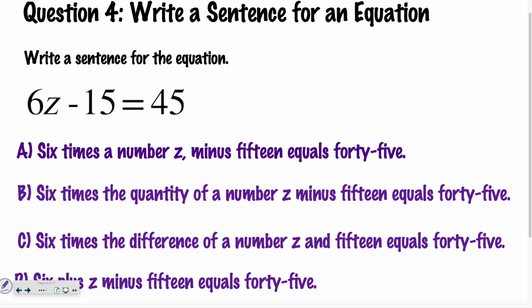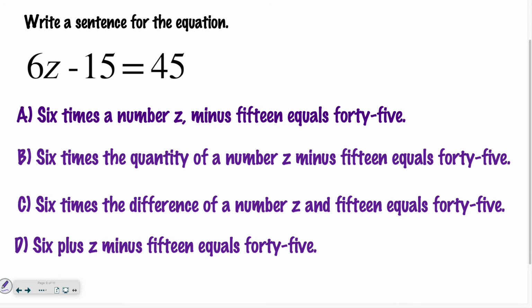Now I want you to read through these and figure out which of these is an actual way you could write out this equation as a verbal equation. Good luck. All right, for this first one, hopefully you got letter A, 6 times the number z minus 15 equals 45. That is your answer. If you have questions on why it's not B, C, or D, please be sure to reach out for help. Happy to help you.